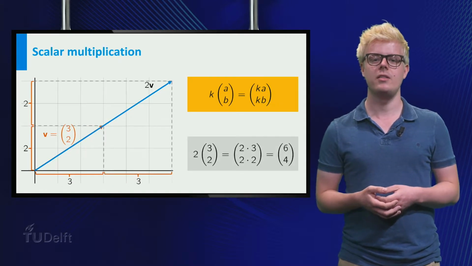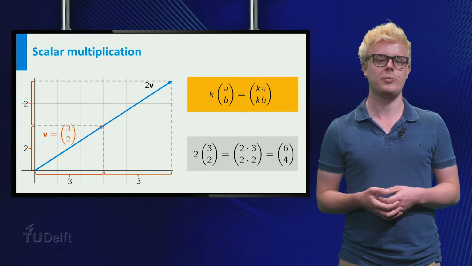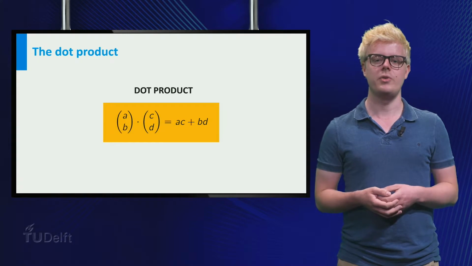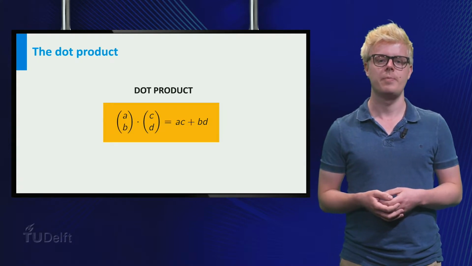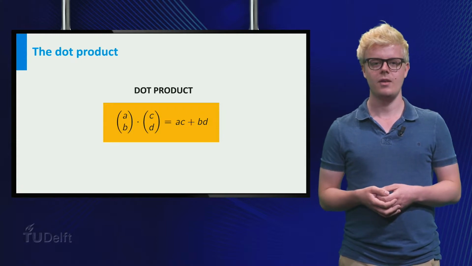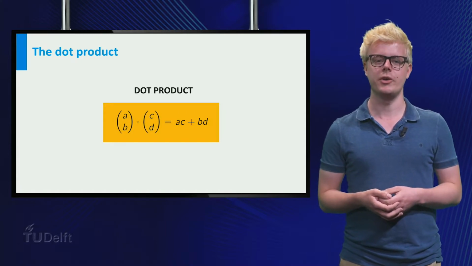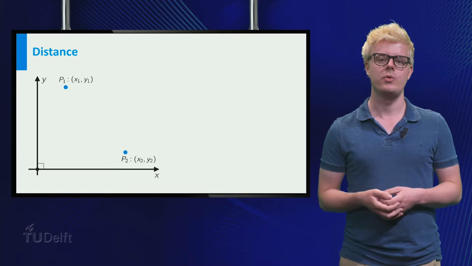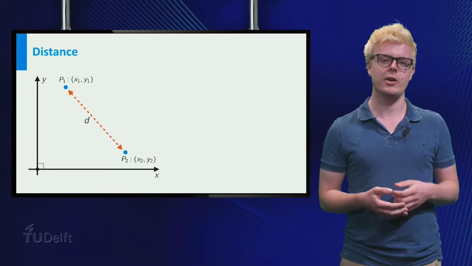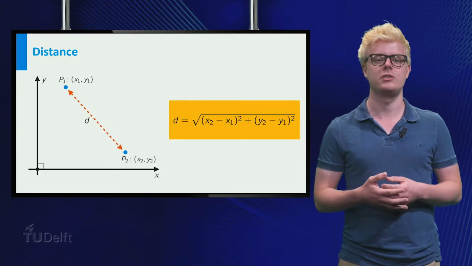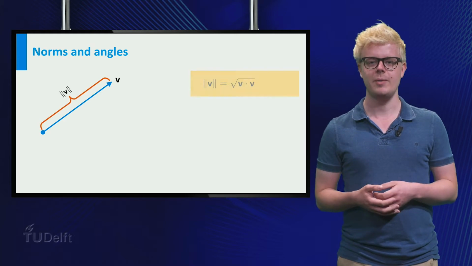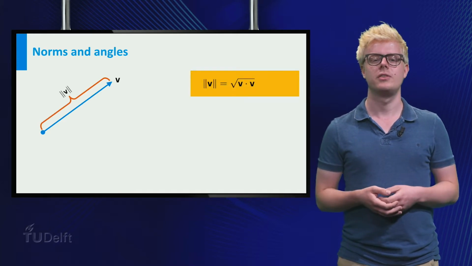Additionally, we can define another operation on vectors, the dot product. This product is defined as follows. The dot product of vectors AB and CD is given by AC plus BD. Armed with these concepts, we can do calculations. For example, in the Cartesian coordinate system, the distance between 2 points can be calculated in terms of their coordinates. The length of a vector, also called its norm, can be calculated using the dot product.